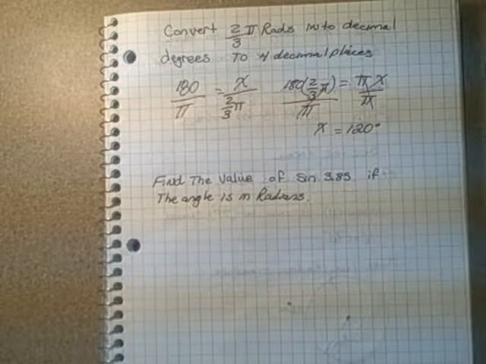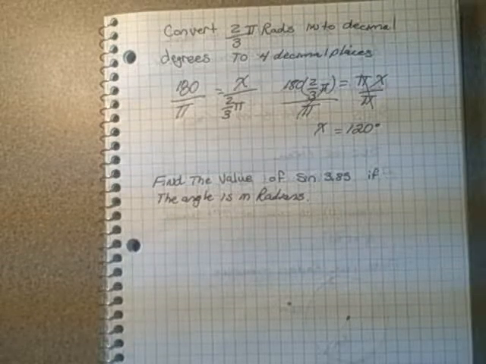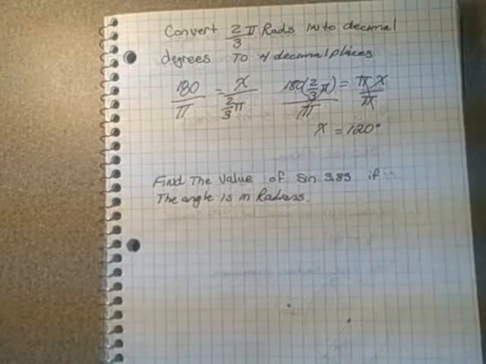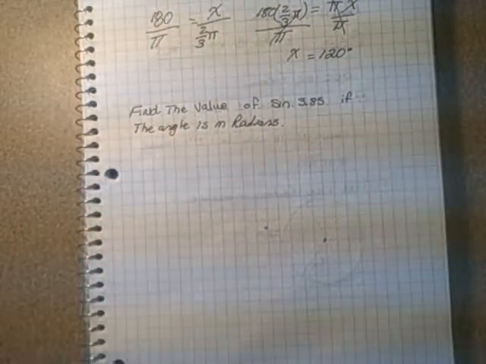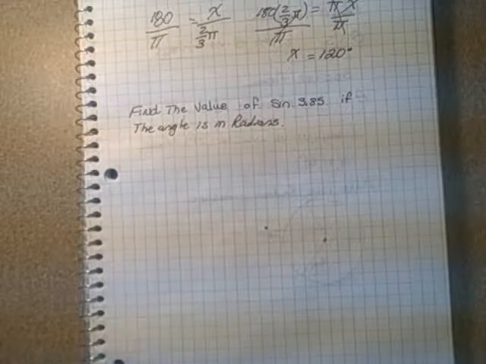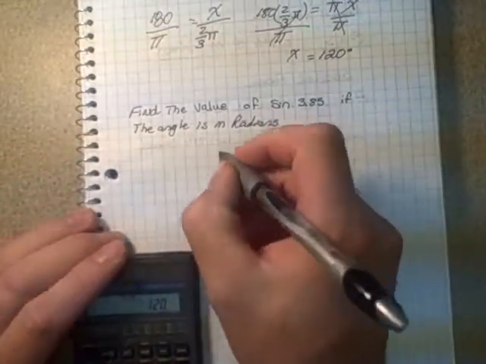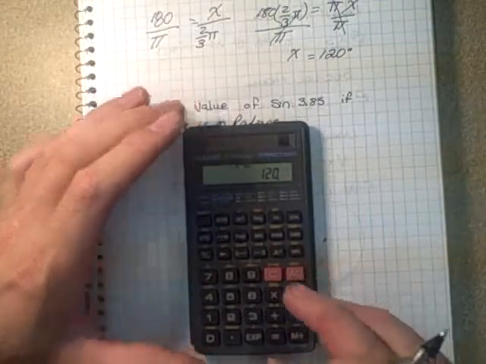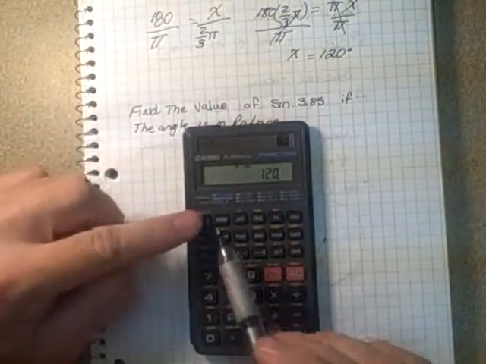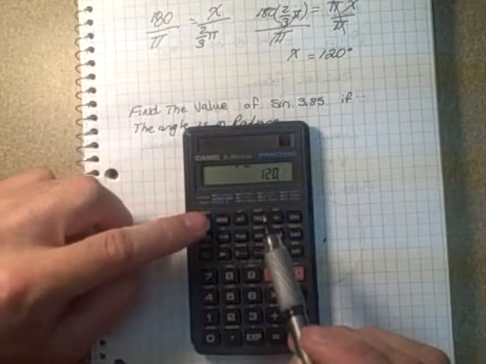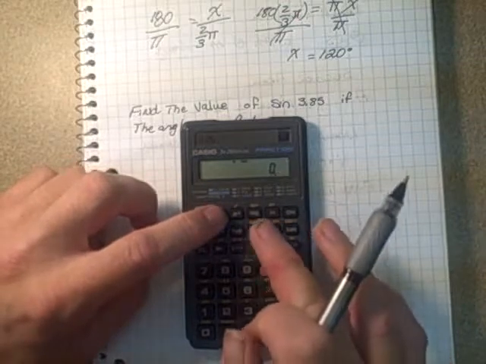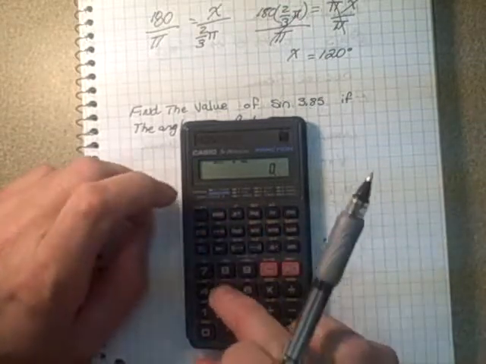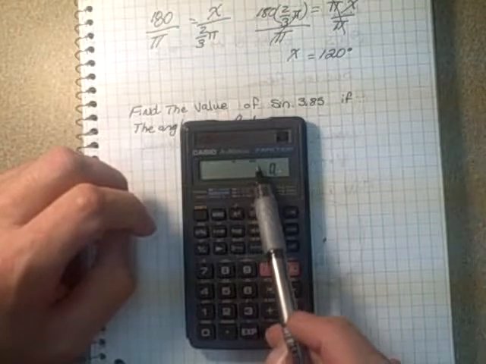Find the value of sine 3.85 if the angle is in radians. Okay, there's a couple of ways you can do this, and this will be our last question in this section. If you're going to use your calculator method, you have to be careful on how you set your calculator. If you look at my calculator here, it's in degrees, but I can shift it into radian measure by going to mode and putting it in radian mode, which for me is mode 5. Then you'd see a little rad on top of your calculator.